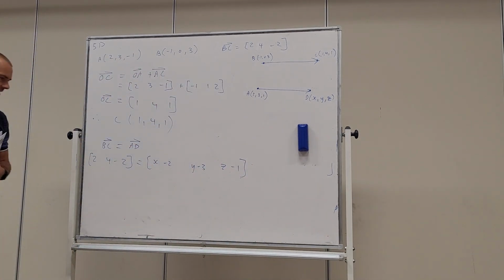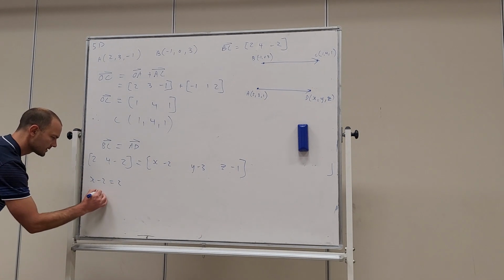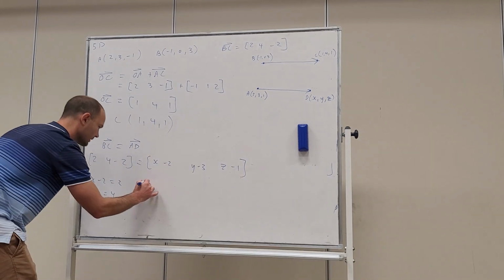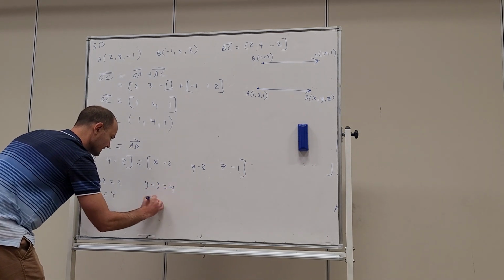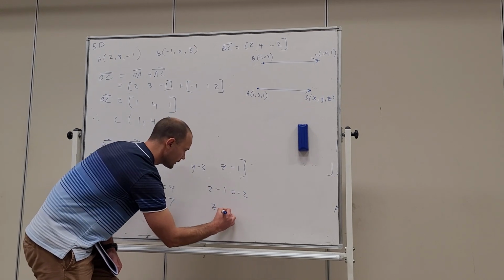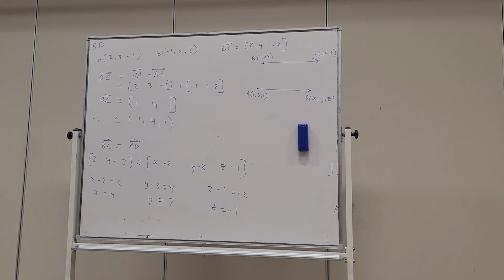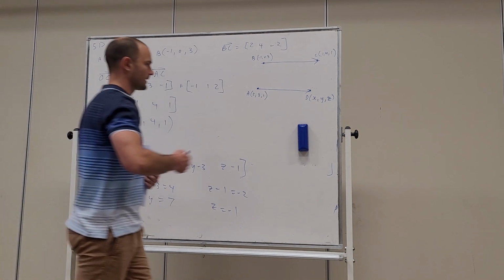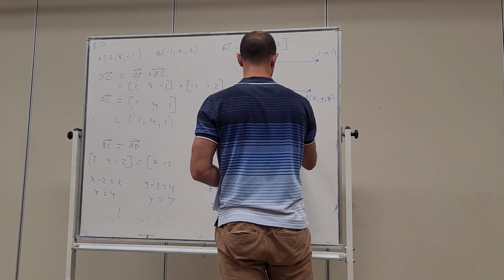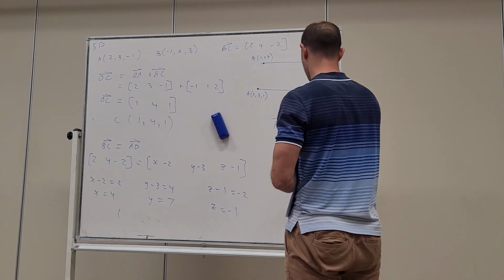And then we just equate the components. x take 2 equals 2, gives us x is 4. y take 3 is 4, gives us y is 7. And we have z take 1 is -2, gives us z is -1. That's vector AD. So we've got vector AD is (4, 7, -1).